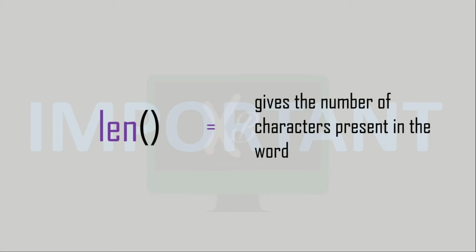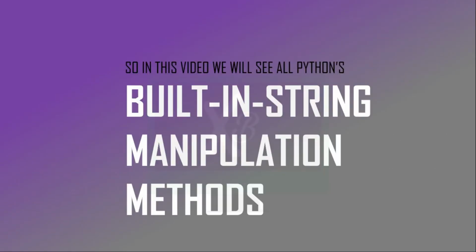Alright, so if I have a variable small a and it stores, let's say, hello. So how many characters does hello have? H-E-L-L-O. Hello has 5 characters. So how to check that? You can type len, open the bracket, type the variable name, that is small a, close the bracket and then press enter. Then you would be getting 5. So it just gives you the number of characters present, and it's important, we will be using that later on. In this video we will see all of Python's built-in string manipulation methods.